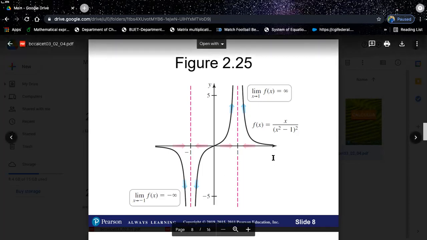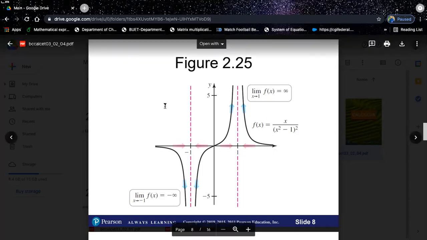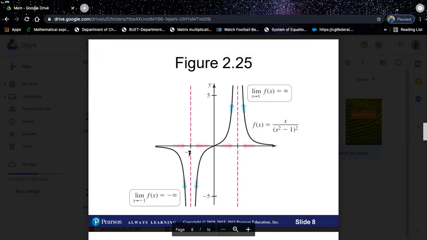So we say the limit of this function when x tends to 1 is positive infinity from this right half. And from this left half, we can conclude that when we are approaching -1, the function has a limit of negative infinity. Do you agree? Yes.